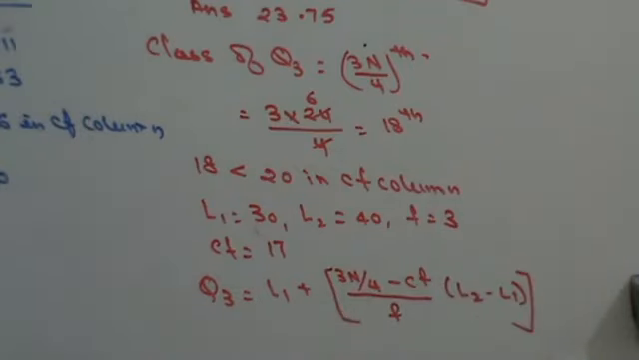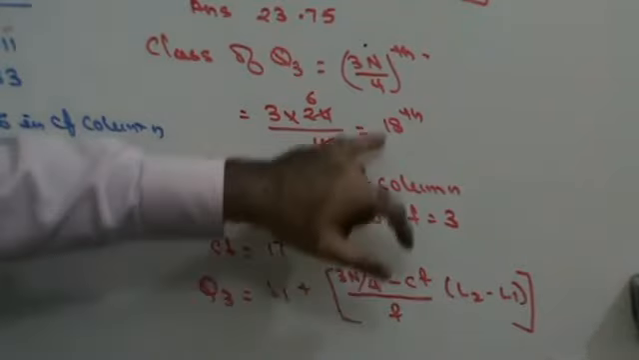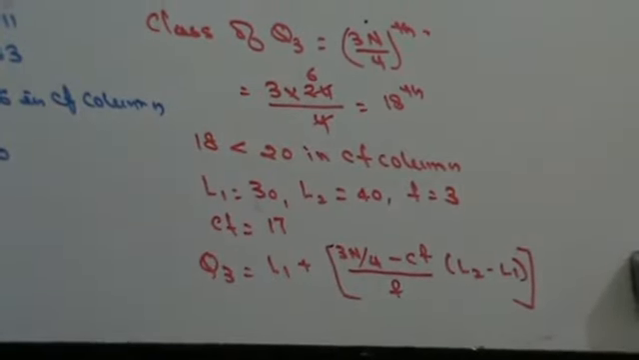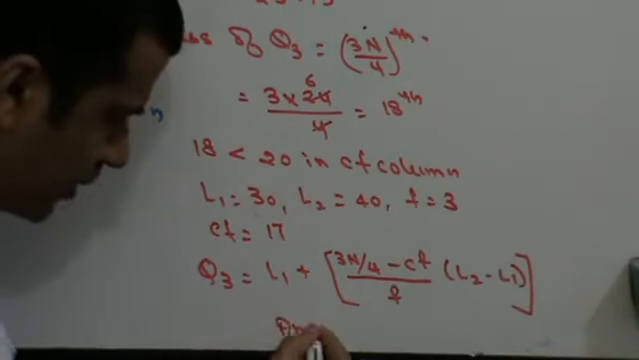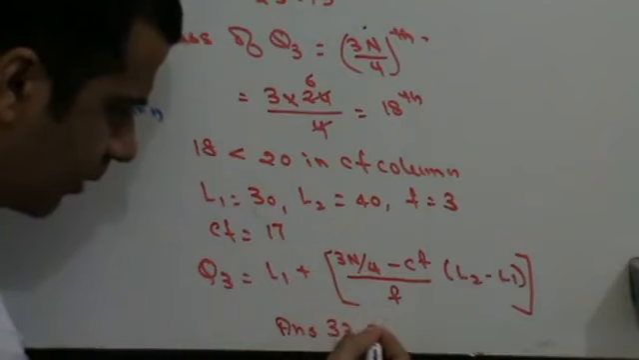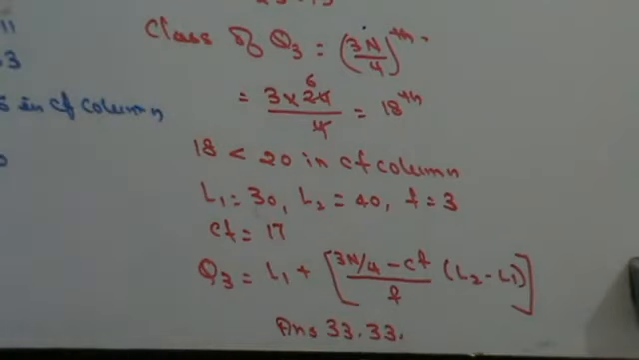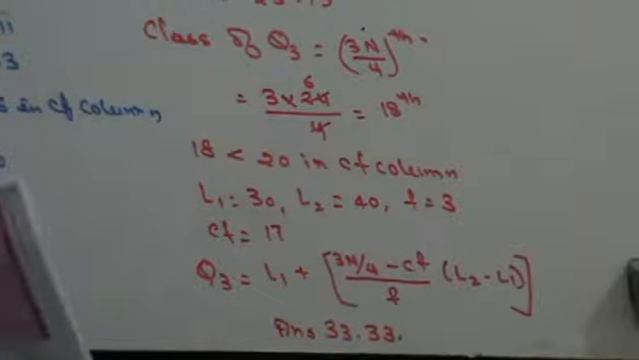Again, you can substitute all the values. All the values are present here. Here 3n by 4 is going to be 18. All you have to do is substitute and get the answer. When you do this, your answer should come to 33.33. Fine. Let's see another sum, guys.